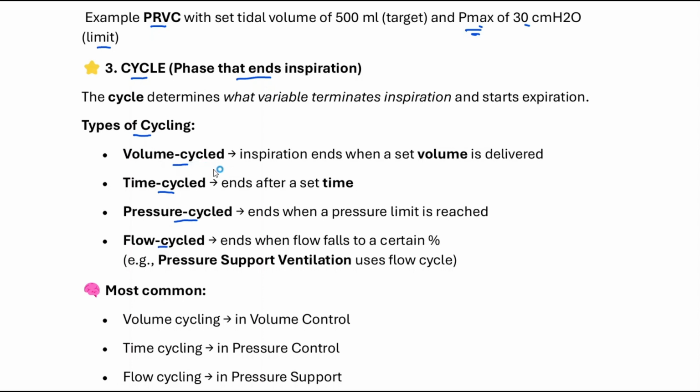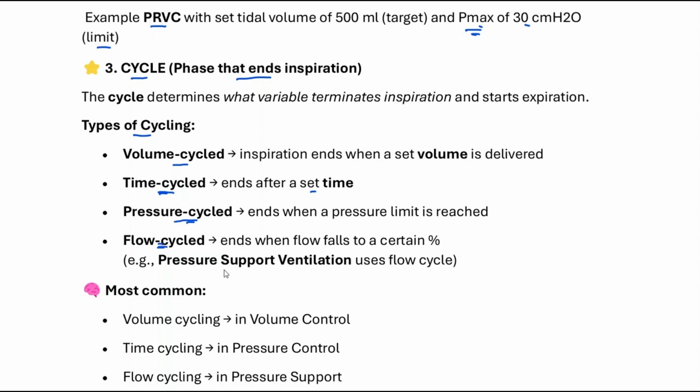So let's start with volume cycled. That means the inspiration will end when a set volume is delivered. Once that set volume is delivered, inspiration ends. Time cycled means it ends after a set time, the time that you set, right? A pressure cycle means it ends when a pressure limit is reached, like what we just talked about earlier, whereby once that maximum pressure is reached, the breath stops, right? And the last one is flow cycle, which means it ends when the flow falls to a certain percentage. So if the flow falls to a certain percentage, then the breath stops, right?